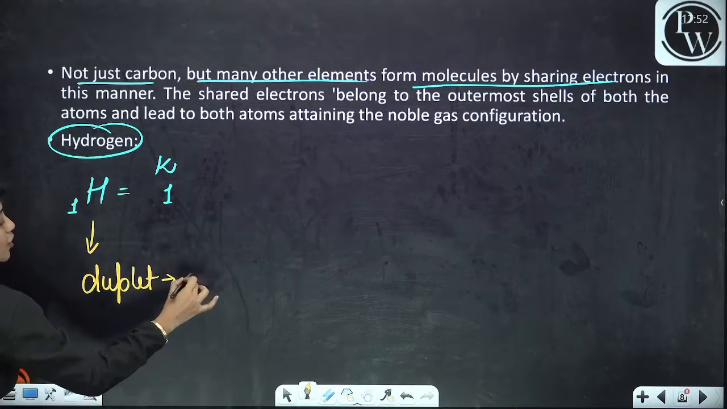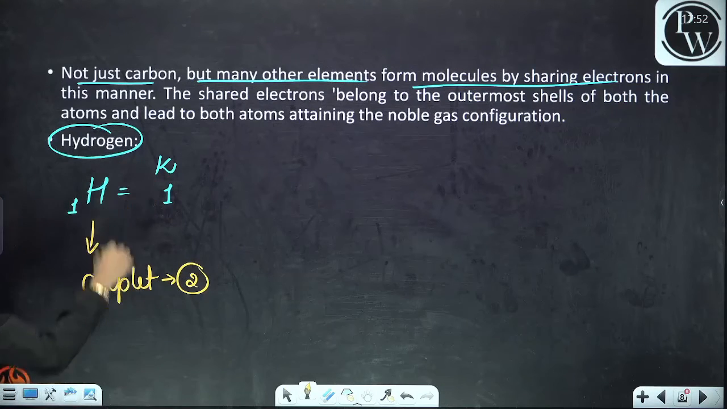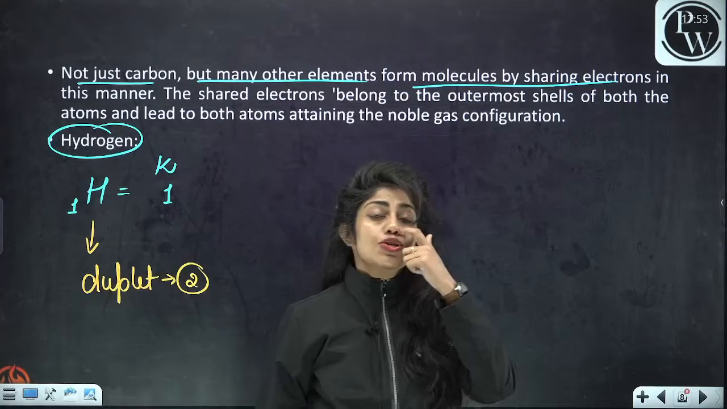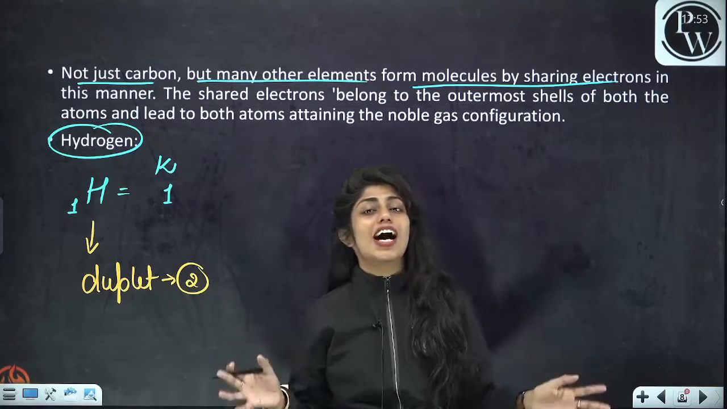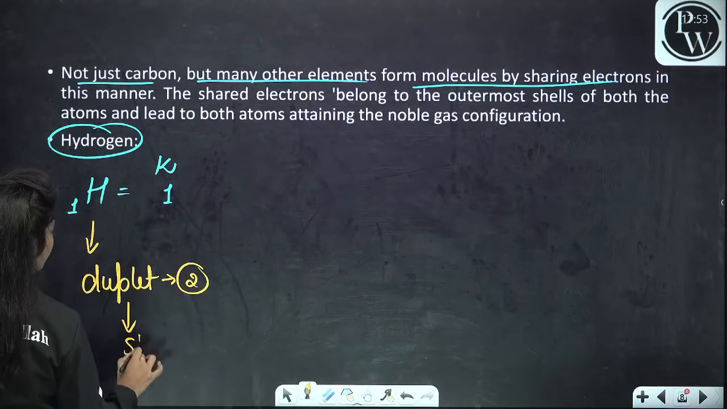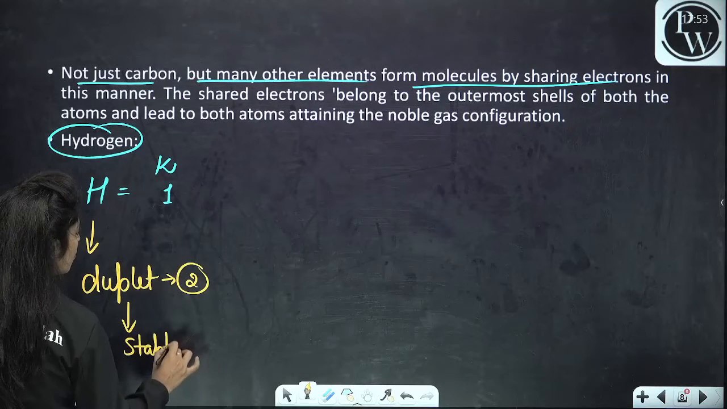Duplet stands for 2 electrons in the last shell. Because hydrogen is having only 1 electron, the K shell is the first and last shell for hydrogen. So duplet means stability. So what will happen?